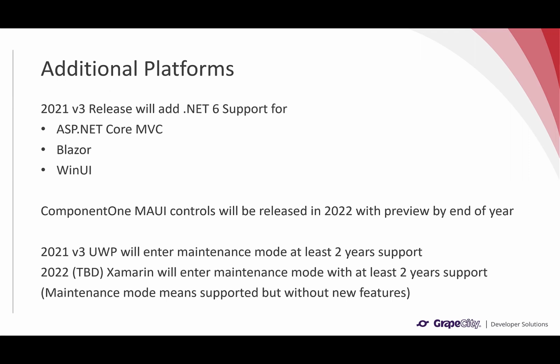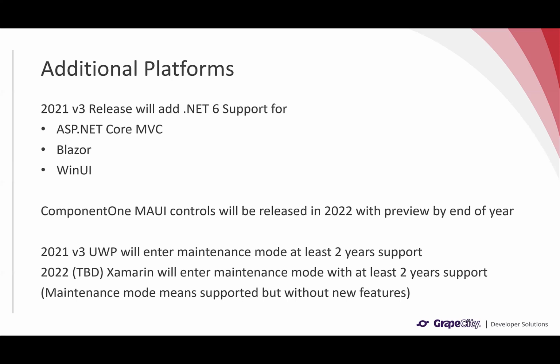Our 2021 V3 release next month will include .NET 6 support for Blazor, WinUI, and ASP.NET Core MVC. We also plan to release a preview of our MAUI controls, specifically FlexGrid and Calendar in the first wave, by the end of the year. And we hope to release these along with the Microsoft timeline for releasing MAUI next year. Right now, the feedback from our developers is the MAUI platform is a bit shaky, and we can see why it's not ready to be released at this moment and why Microsoft had delayed it.